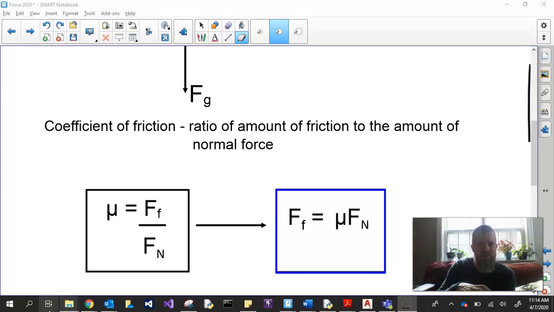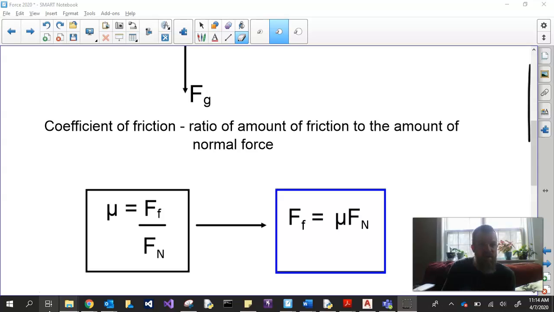If I take a block and put it on the floor, on concrete, or on asphalt, whatever the case may be, they'll all have a different amount of friction. The normal force in that case, because it's the same block, should be the same, right? Because the normal force can equal the force of gravity. But the amount of friction will vary.